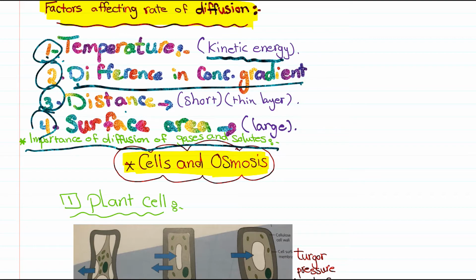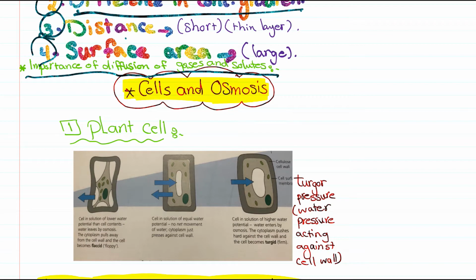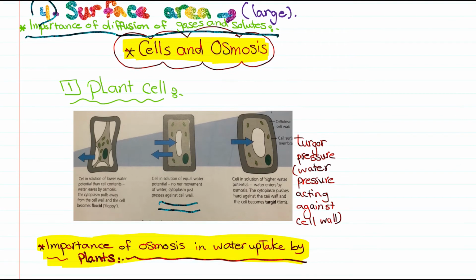Next point, cells and osmosis. What is the effect of different concentrations of solutions on cells, whether plant or animal? Firstly, we'll start with the plant cell. This is the normal plant cell in a normal solution. But if we increase the concentration of the solution and put the plant cell in a concentrated solution, what will happen? It becomes flaccid.